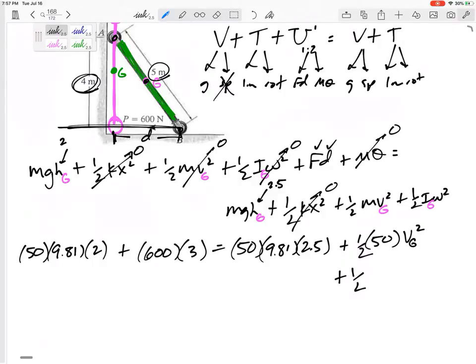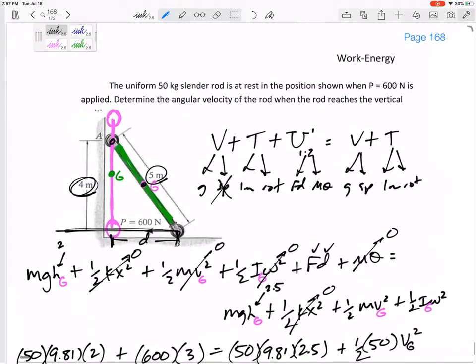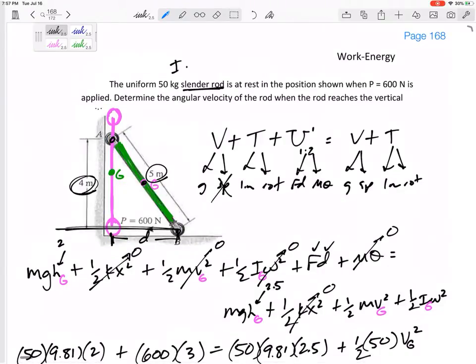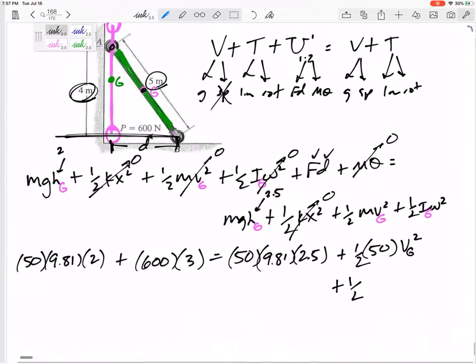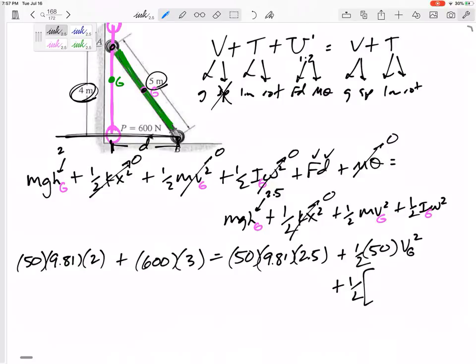And 1/2 I omega squared. What is the I of a slender rod? The I about the center of a slender rod is 1/12 m l squared. So this would be, I've got the 1/2 right there out in front, but then inside here for the I, it's 1/12 m, so 50, L the total length 5 squared, times omega squared. So that's my equation right there.